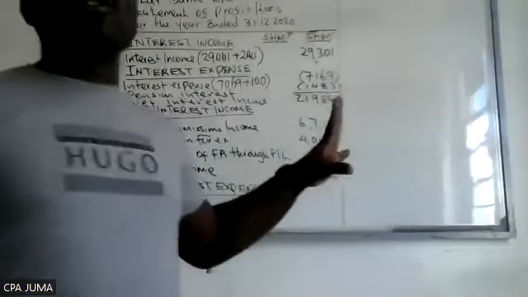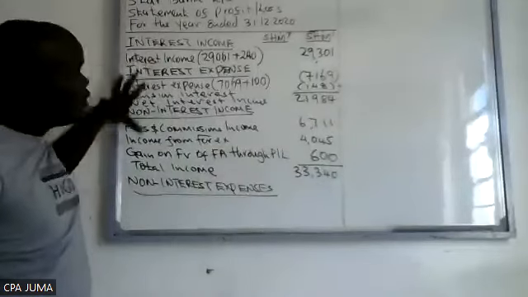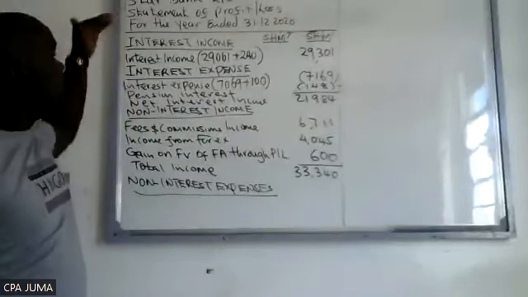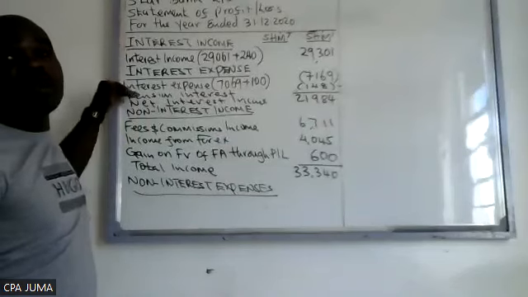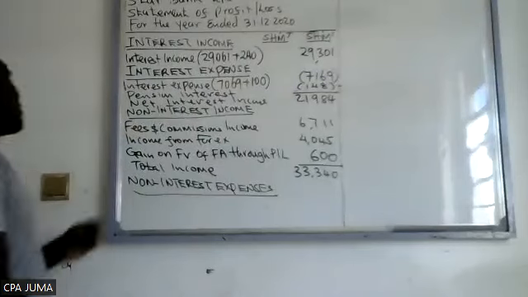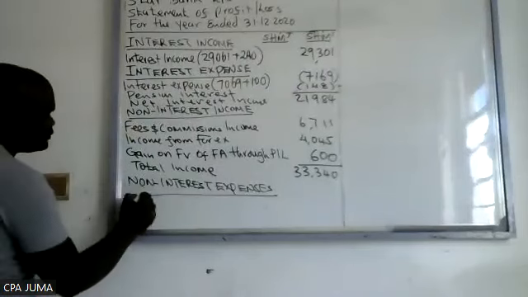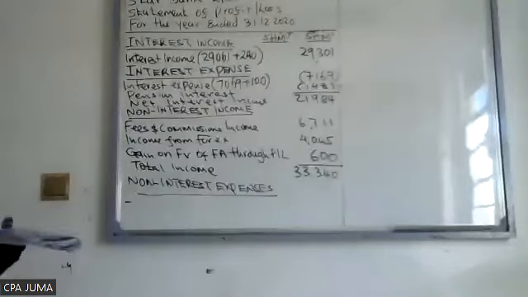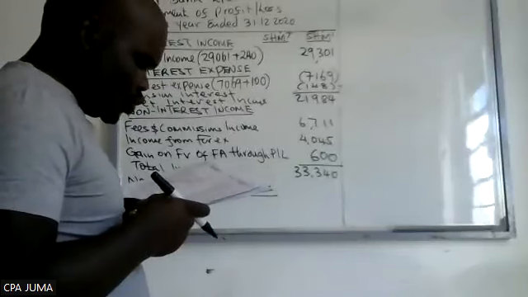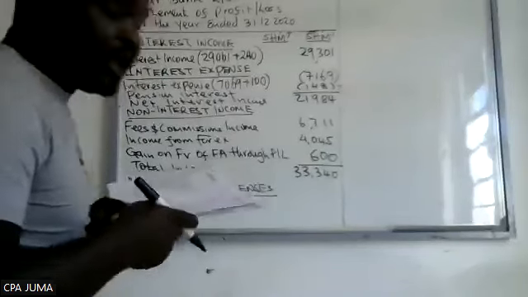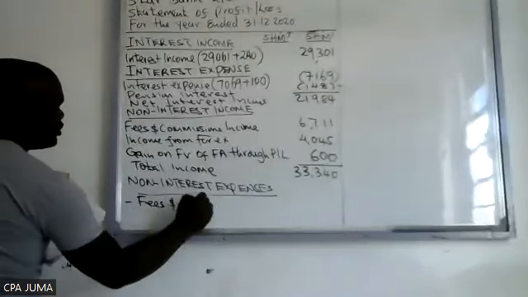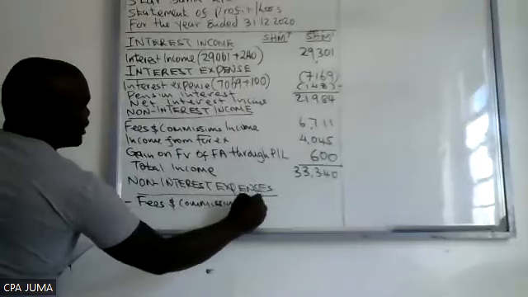So by the way, that format is always divided into 4. Easy. This is how it's supposed to be presented. Interest income, interest expense, non-interest income, non-interest expenses, in that order. So non-interest expenses, top down to avoid omission. There was fees and commissions expenses.